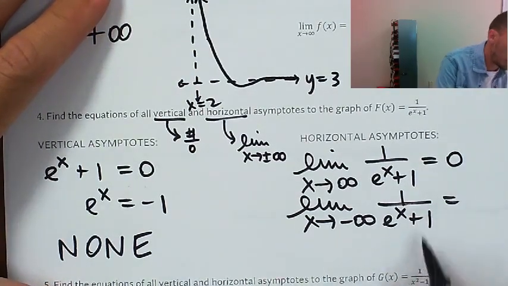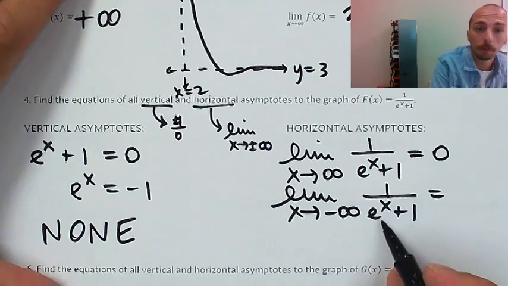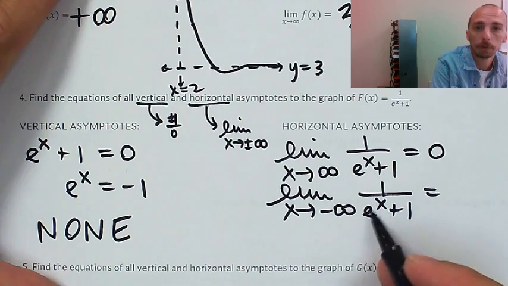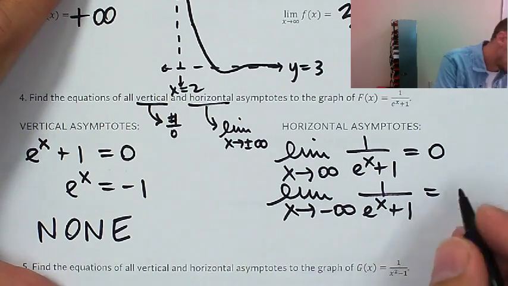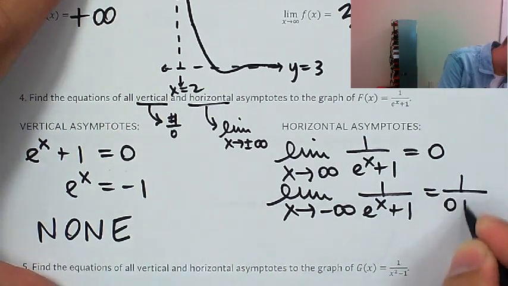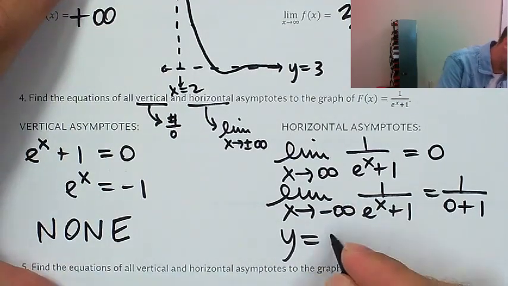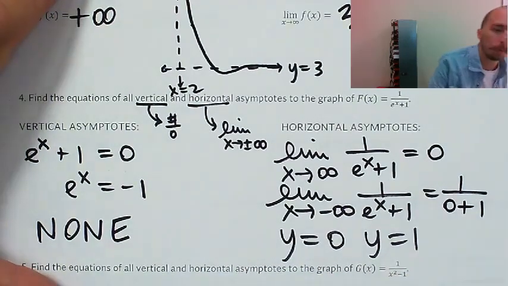Okay, as x approaches negative infinity, e to the x goes to 0, right? Because it's like 1 over e to a huge number. We say e to a large negative number. And so this limit is going to 1 over 0 plus 1, which is going to be 1. And so my horizontal asymptotes will be y equals 0 and y equals 1.